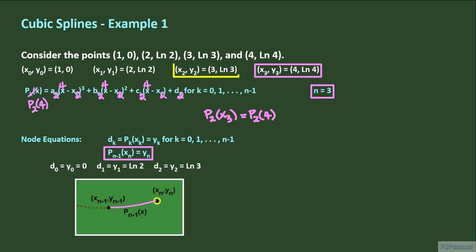x sub 2 is equal to 3. And so we have the following equation. a sub 2 times the cube of the quantity 4 minus 3, plus b sub 2 times the square of the quantity 4 minus 3, plus c sub 2 times the quantity 4 minus 3, plus d sub 2 is equal to ln 4.